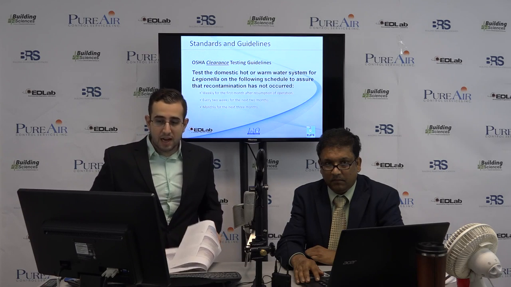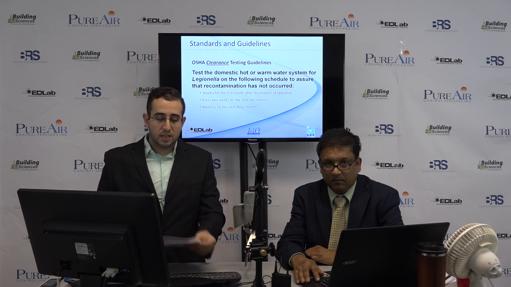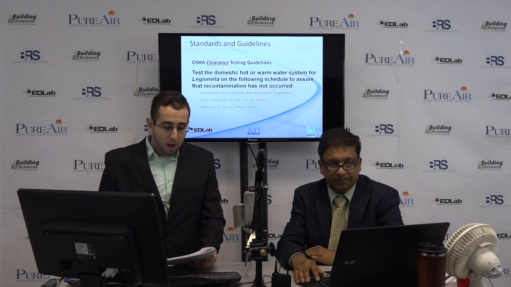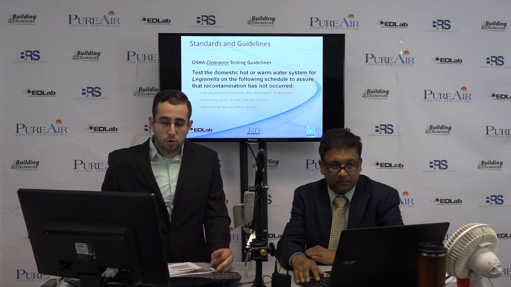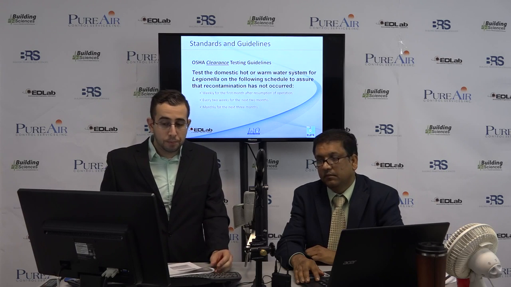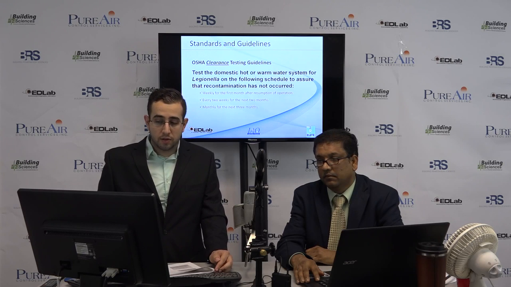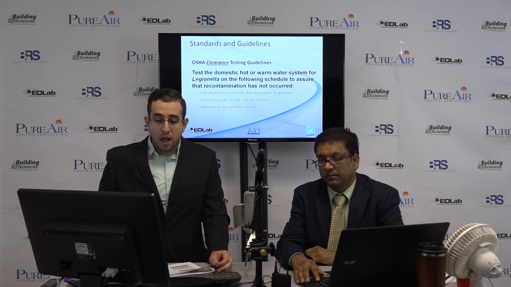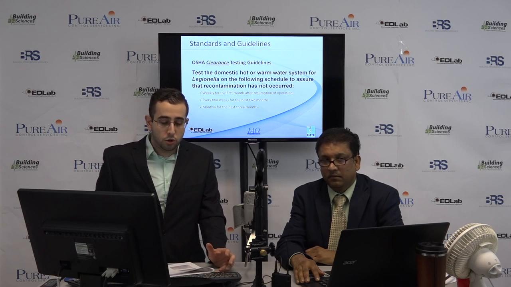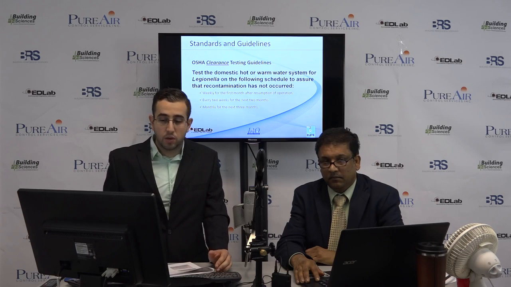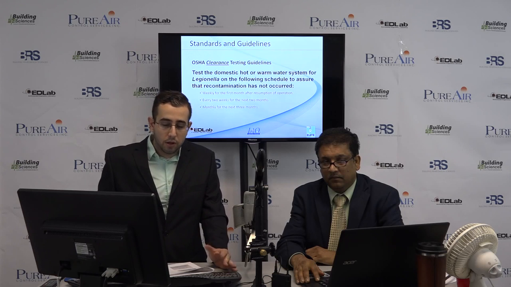OSHA clearance testing guidelines say to test domestic hot water systems based on this schedule should Legionella be detected, and this is to assure that recontamination does not occur. It's to be performed weekly for the first month after resumption of operation, every 2 weeks for the next 2 months, and then monthly for the next 3 months. And that last step isn't a bad idea to continue when you want to perform preventative maintenance when it comes to following the OSHA guideline.